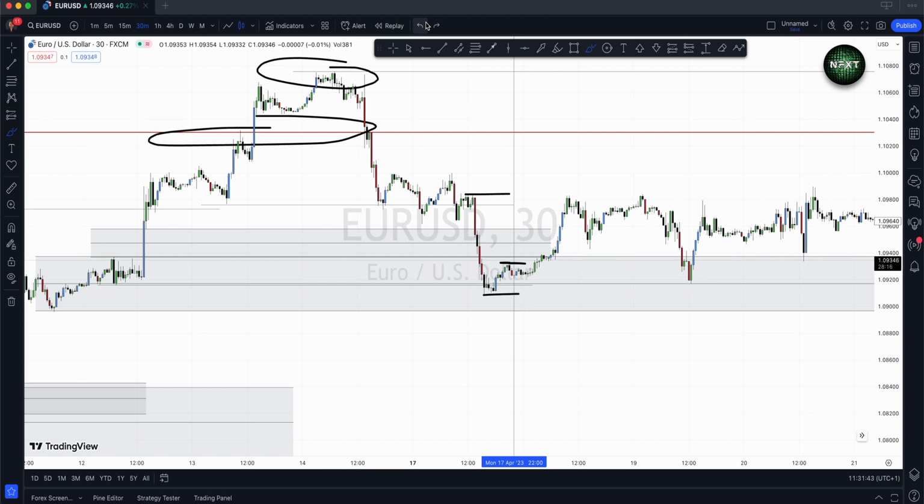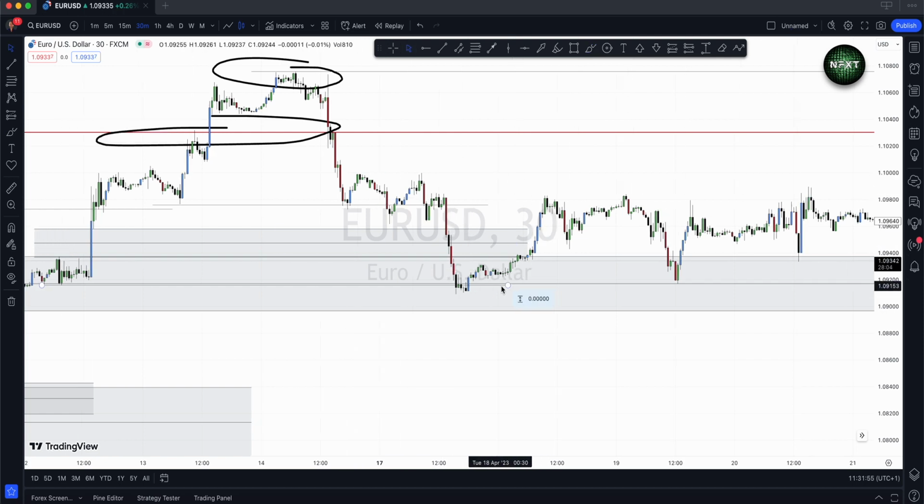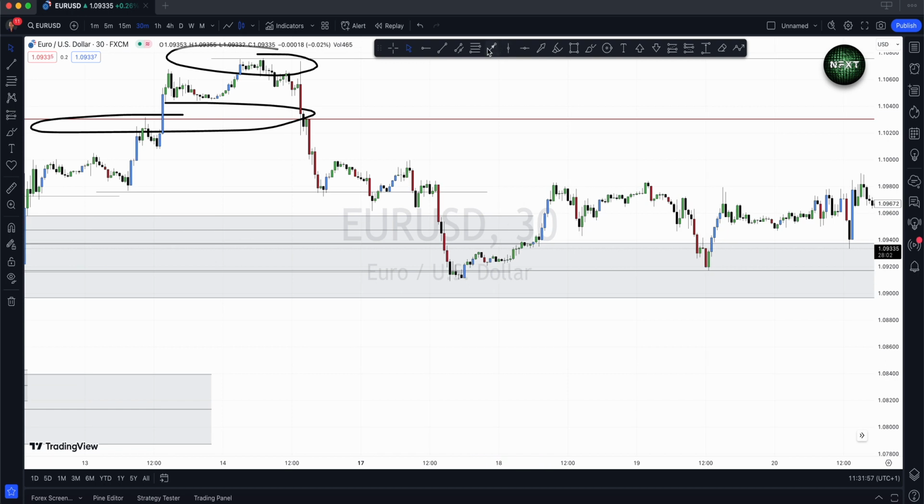Where were you looking for an entry here? Let's move this line quickly. Hang on, let's grab that. Yeah, so we'll get rid of this. So when we see the market coming down here, again, we can use a structure from this high to low.